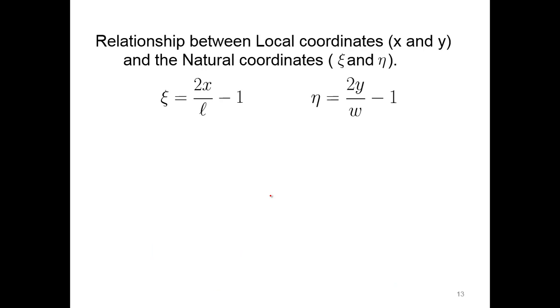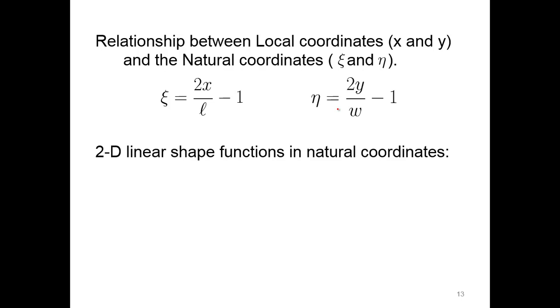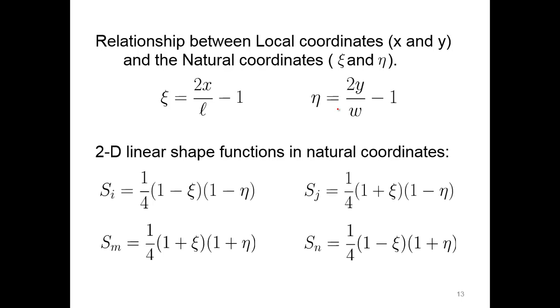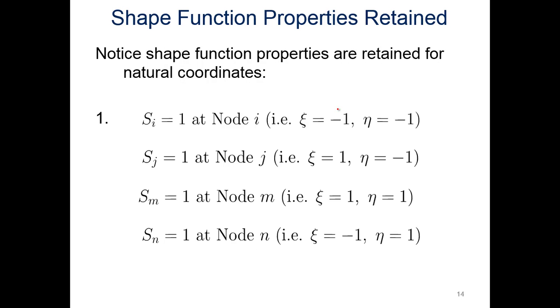All right. So the relationship between local and natural coordinates: chi is 2x over L minus 1, and eta is equal to 2y over the width minus 1. So the 2D linear shape functions in natural coordinates come out to be this. You can check those out in the development. Again, same process as we've done before. We can notice the shape functions still retain their properties even in natural coordinates.